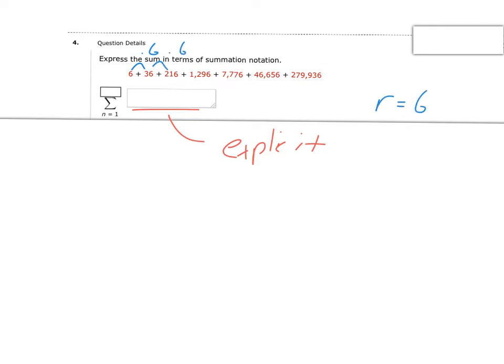I also see here that by definition, this needs to be a sub 1, because it says we're starting off with the first term. So I'm going to say that a sub 1 is 6 as well. And so I'm going to say a sub n equals 6 times 6 to the power of n minus 1. So that's going to go here.